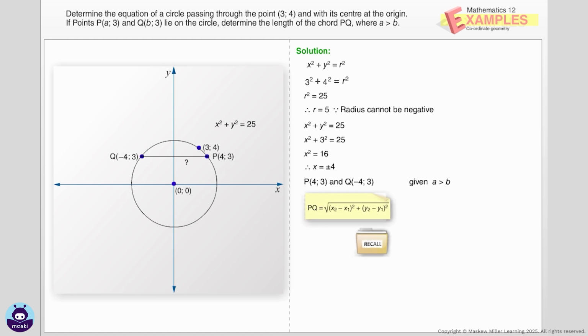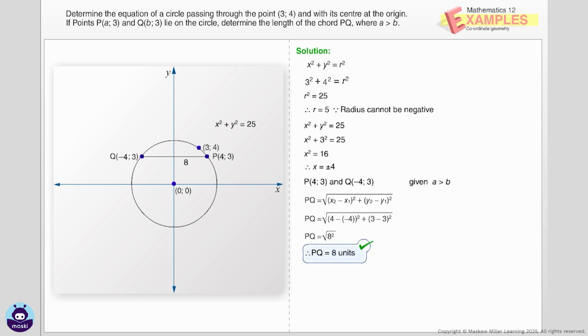Now the length of the chord can be determined by using the distance formula. Substituting the values in the equation, we get PQ equals 8 units. Therefore, the length of the chord is 8 units.